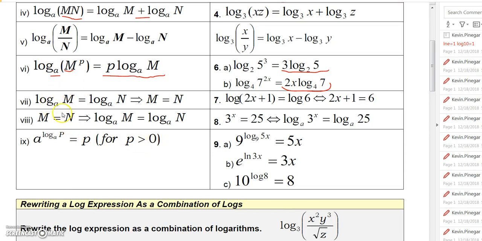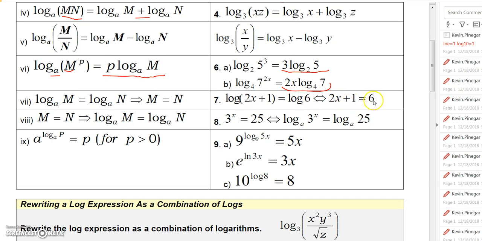Now these two are called the one-to-one properties, and they basically say that if the log of m is equal to the log of n, then m must equal n. Of course, the bases have to be the same here. This is helpful if you wanted to solve an equation like log of 2x plus 1 is equal to the log of 6. Both of these are base 10 logs, so you could just drop the logs and set the two arguments equal.